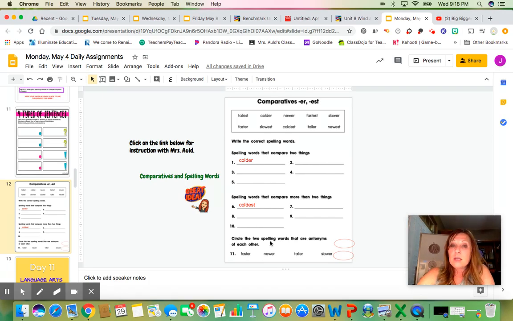So down here at the bottom, it says circle the spelling words that are antonyms. Ooh, antonyms are the opposite, okay? So you're looking for two words down here that are the opposite of each other, okay? Synonyms are the same, but antonyms are opposite and they want antonyms. So make sure you're finding the words that are the opposites.